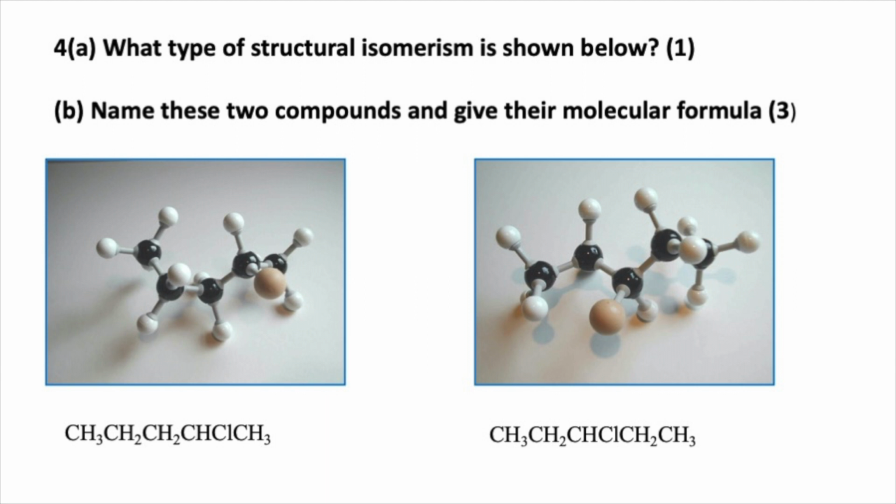So now have a go at our 4th practice question. Once again, we want you to name the type of structural isomerism that is shown below, and then we want you to name the two compounds and give their molecular formula. Pause the video, have a go at the question, and then we'll go for the answers.